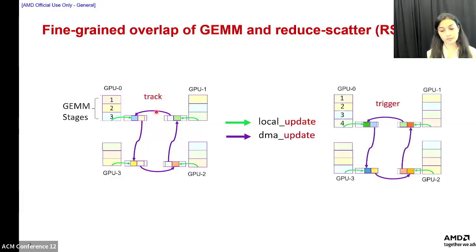And finally, as I mentioned, T3 uses a track and trigger mechanism. So a tracker at GPU 0 tracks all the updates, both local as well as the remote ones that are coming to memory, and triggers the communication of that partially reduced data when it's done. And again, this happens concurrently as the GPU executes the next stage data.